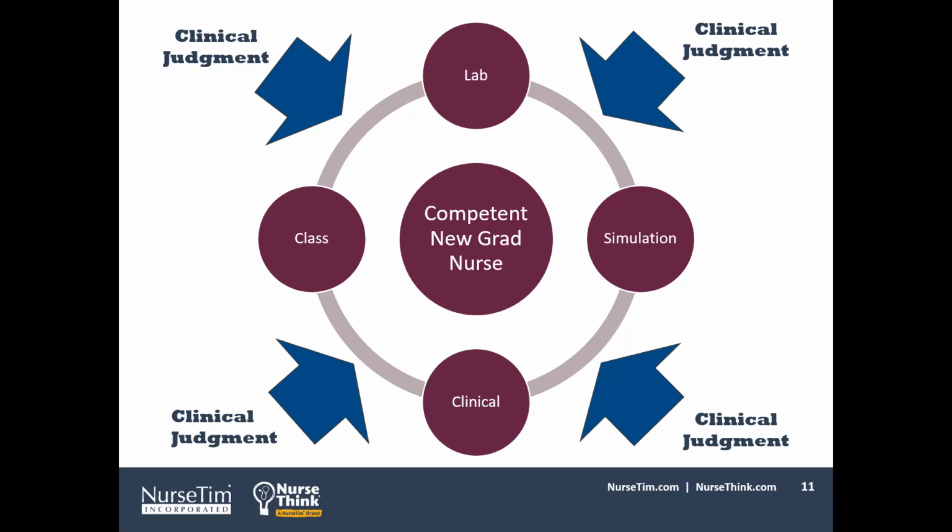This particular model demonstrates how critical it is that we have that clinical judgment piece in every aspect of learning: class, lab, simulation, clinical, and that those 4 areas need to look very similar to each other. There needs to be a correlation. They can no longer be in silos. That's what's going to create that competent new grad nurse that we so desperately are wanting to produce.